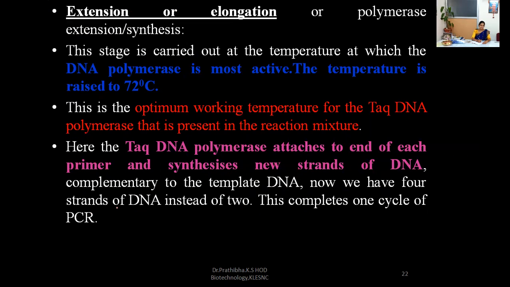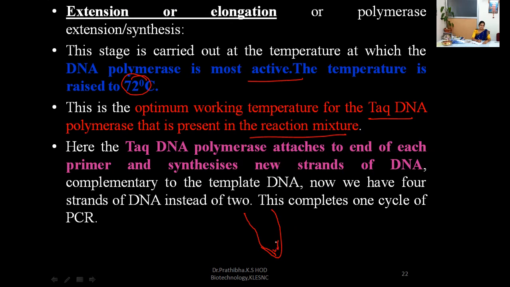Now let us go through the extension or elongation, or polymerase extension or synthesis. So the third step is extension or polymerase synthesis. This stage is carried out at a temperature at which the DNA polymerase is most active, and this is the optimum temperature. What is that? The temperature is raised to 72 degrees Celsius. This is the optimum working temperature for the Taq DNA polymerase that is present in the reaction mixture. All this is happening in the reaction mixture.